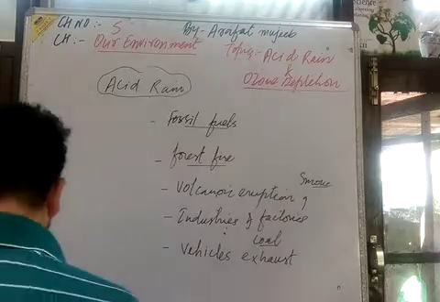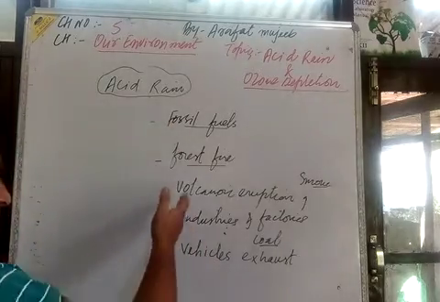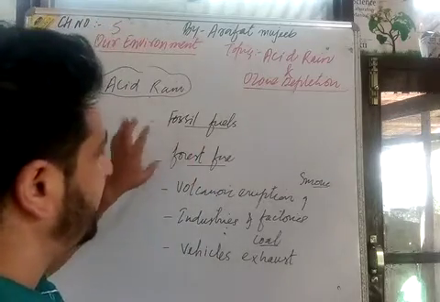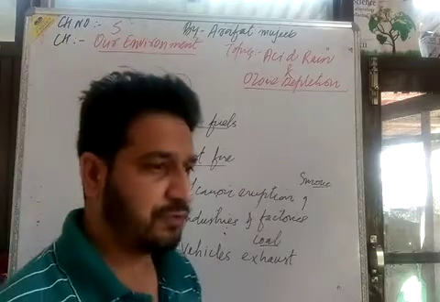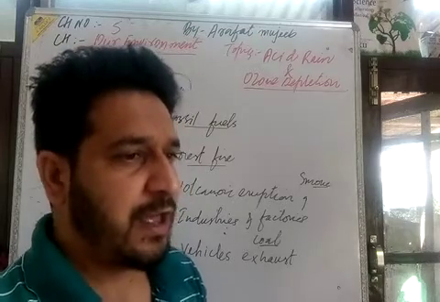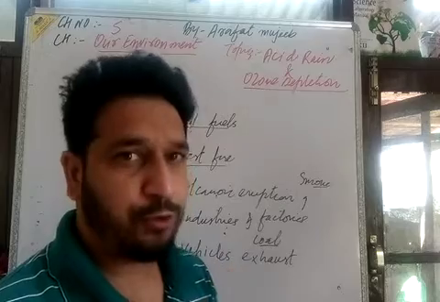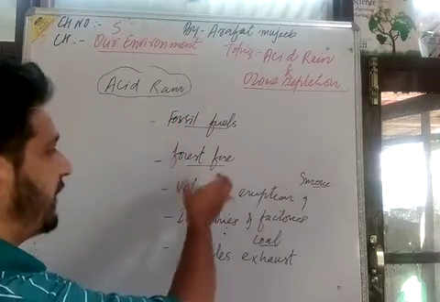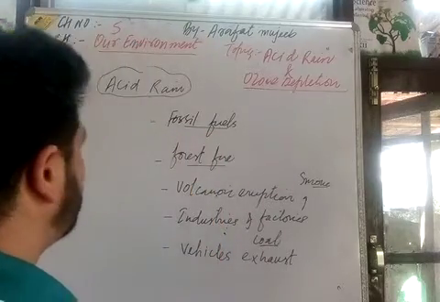That means these are the factors, the sources where there is a generation of oxides of nitrogen, oxides of sulfur, and oxides of carbon, which go into the upper atmosphere. Then they dissolve with the water vapors in the atmosphere, in the troposphere, and acid is formed. The rain that contains the acid is known as acid rain.